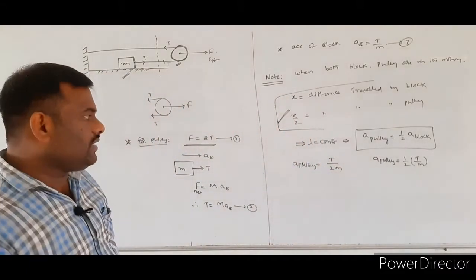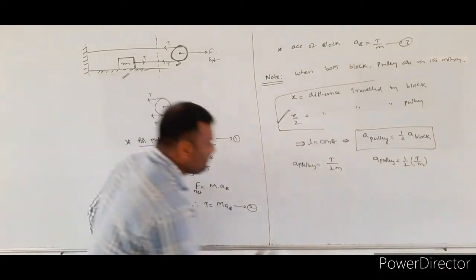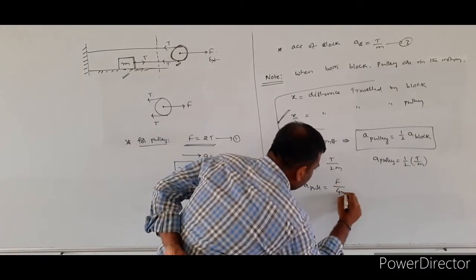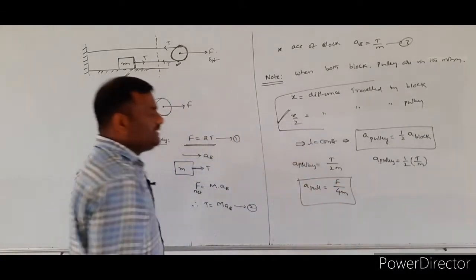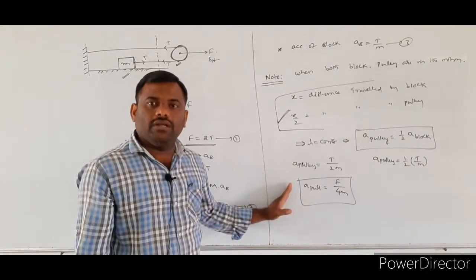Acceleration of the pulley is equal to what? T by 2M. Here T value is equal to what? F by 2. Therefore acceleration of the pulley is equal to F by 4M. So this is the required expression for the acceleration of the pulley.